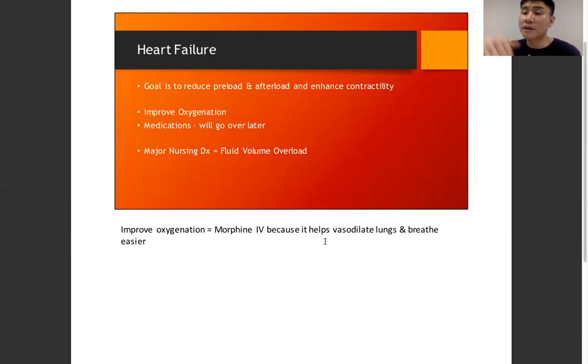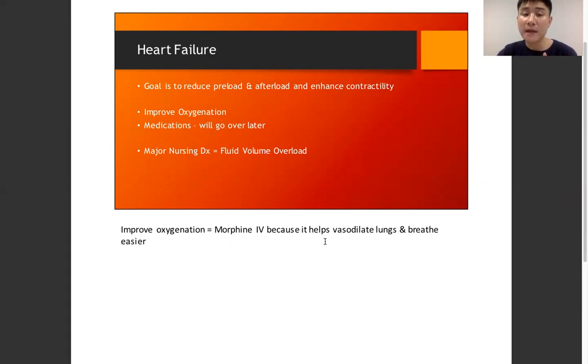So that is why we want to reduce the preload, reduce the volume of blood going to the heart, and reduce the afterload, meaning reduce the pressure, reduce the resistance that the heart has to pump against in order to get the blood to the rest of the body. And we want to enhance contractility, meaning the heart has to pump effectively in order to get a good cardiac output and stroke volume out to the body. We want to improve oxygenation.